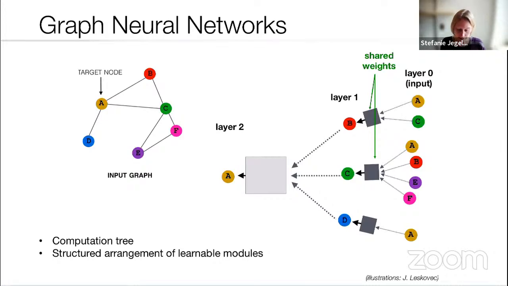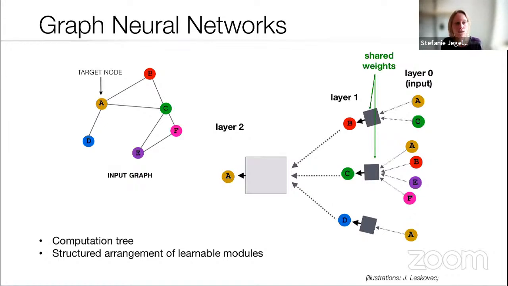The other thing you can see in this abstraction is that it looks like a structured arrangement of some learnable parts. My learnable parts are the gray boxes, the aggregation functions, and the computation tree structure is fixed. That depends on my input graph. So that one we are actually not learning.